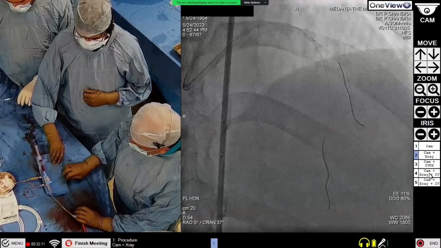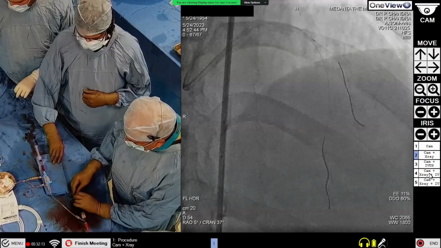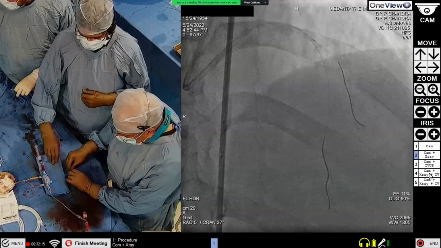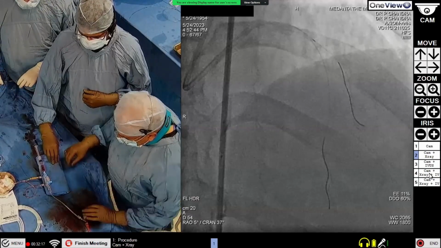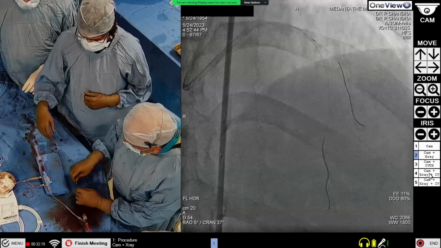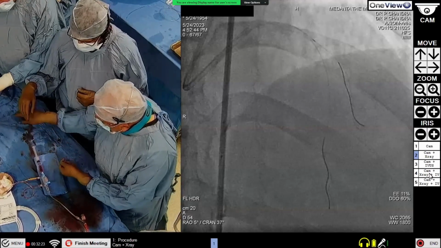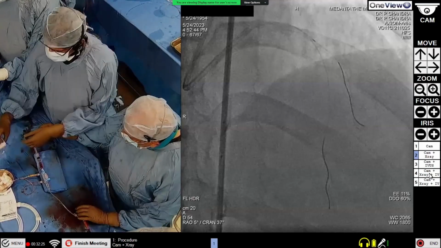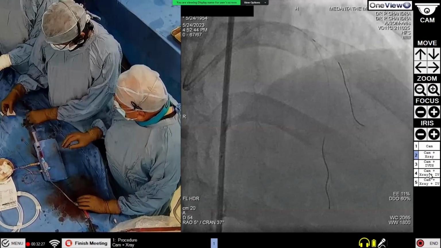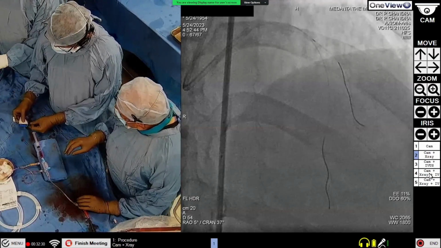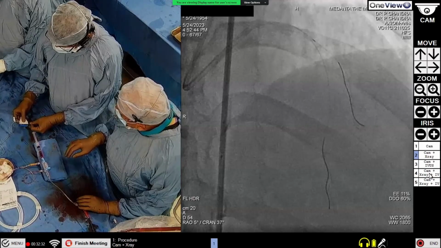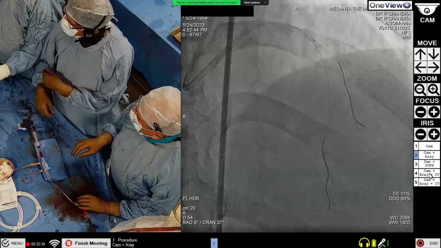How much heparin have we given? 10,000 already given. Normally ACT we give 300. Yeah, 10,000, especially in a little complex procedure like this, because it takes some time. So now at this stage, we can check the IFR. Check the IFR, please.